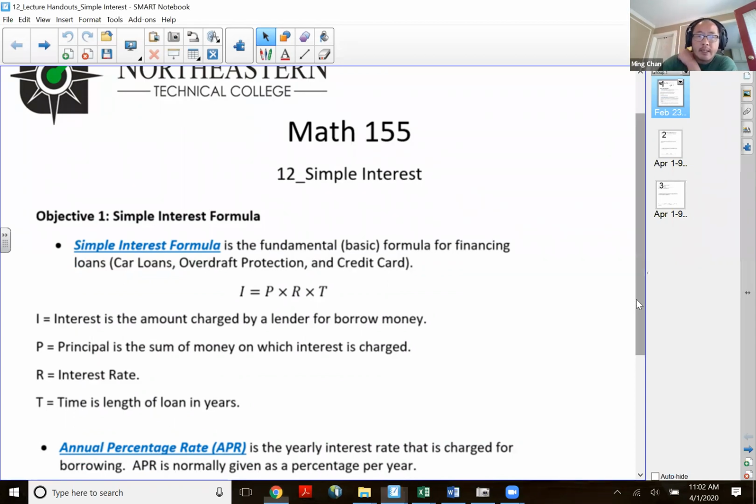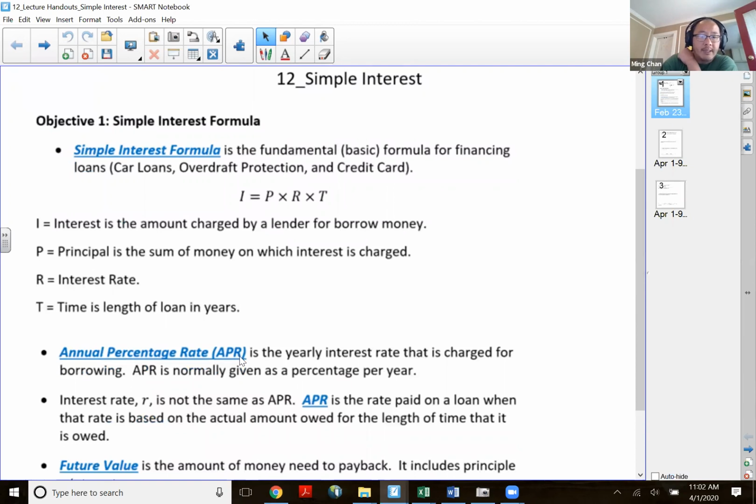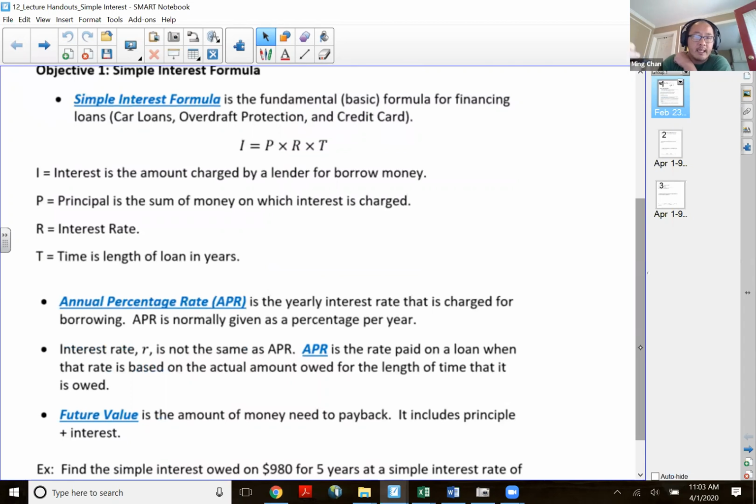I don't want everybody to get confused with something called the APR. APR and this R in the formula are a little bit different. Sometimes in an application problem, it will say APR, and we would treat that APR just like a regular R plugged into the formula. But a true APR is the yearly interest rate that is charged for borrowing. Normally, APR is given as a percentage per year. So the interest rate R is not the same as APR.